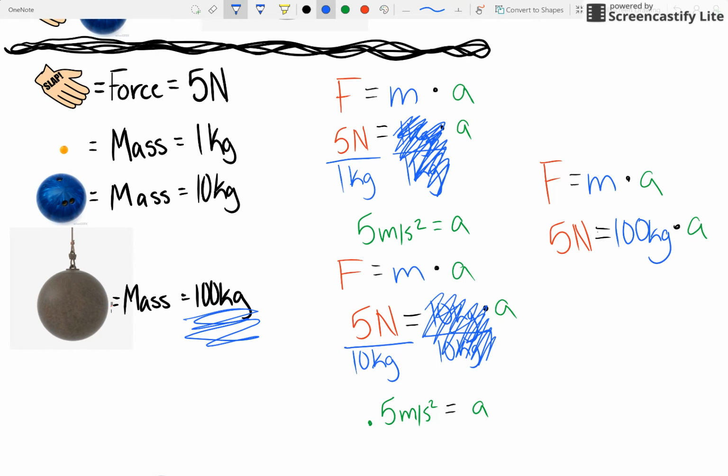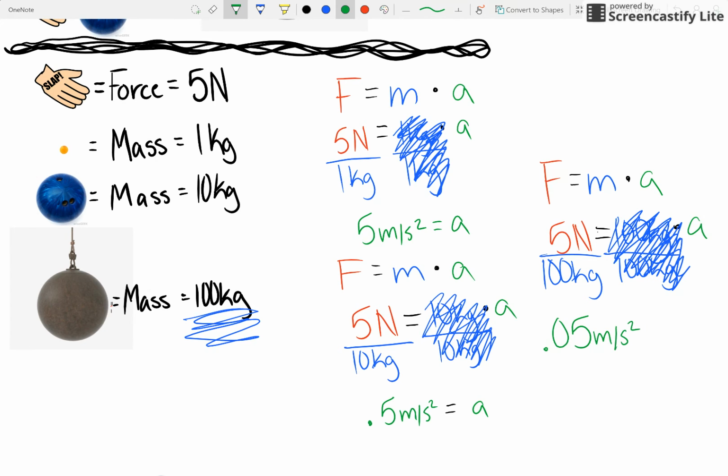If I divide by 100 kilograms, I can get that a all alone. Everything I do on one side, I must do the other side on the equal sign. So I can cancel this one out because 100 divided by 100 is 1, leaving my a by itself. And my answer, I moved my decimal a couple of times, 0.05 meters per second squared is my unit for acceleration. Don't forget your units or you will get the answer wrong.